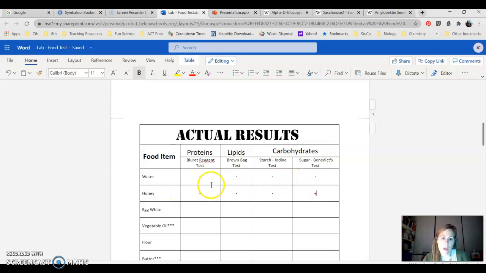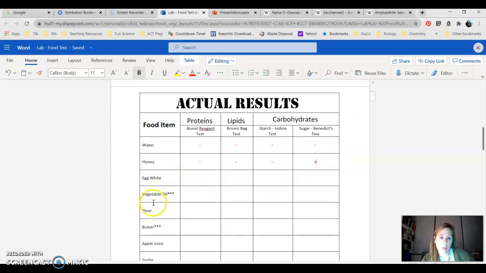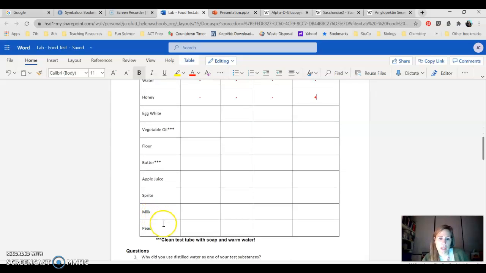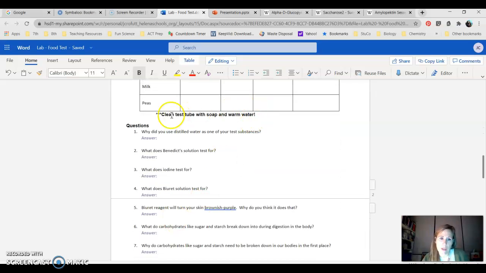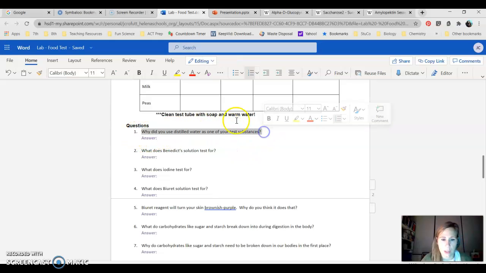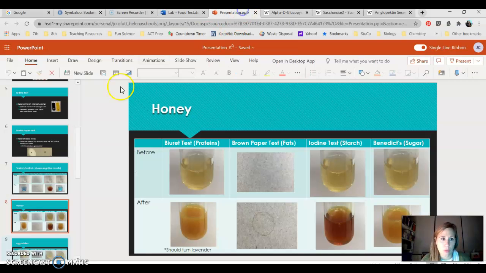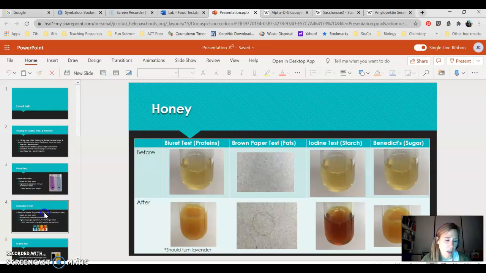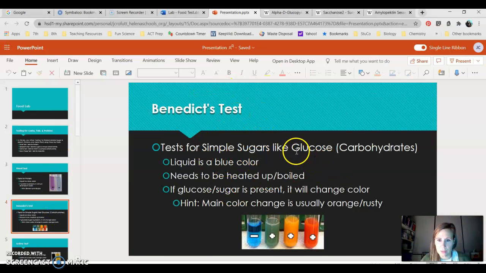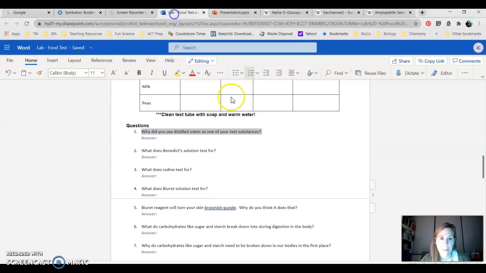So you're going to go through the rest of these: egg white, vegetable oil, flour, butter, apple juice, Sprite, milk, and peas. Obviously, you won't have to clean anything because you're just looking at pictures. And then when you're done, answer these questions. Why did you use distilled water as one of your test substances? Remember what we talked about when we talked about water. What is water called and why do we need it? What does Benedict's test for? If you don't remember, you can go back and check what this test is for. What is iodine? What is Biuret?